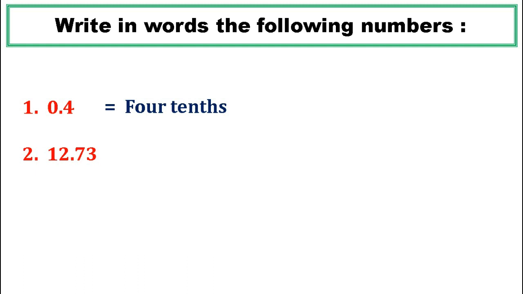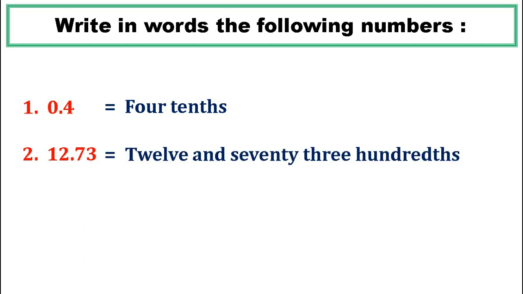The second number is 12.73. Here 12 is the whole number part and we have 73 in the decimal part, where 7 is in the tenths place and 3 in the hundredths place. So this number can be written in words as 12 and 73 hundredths.